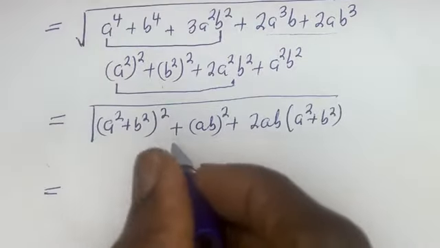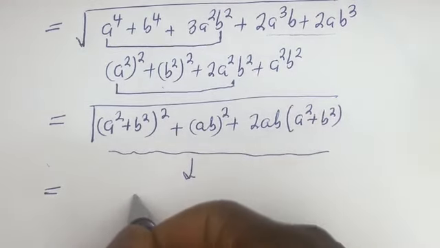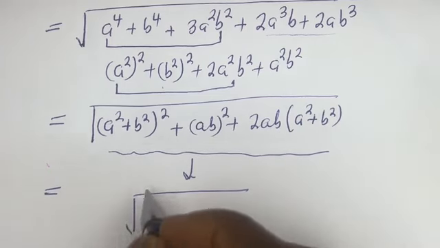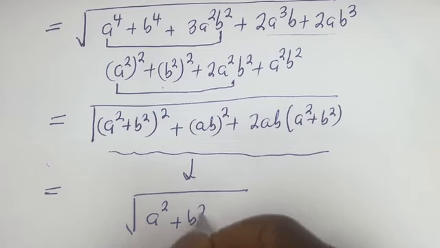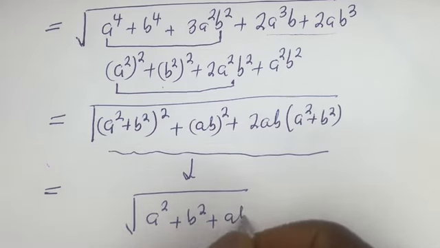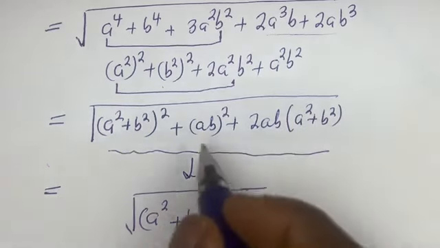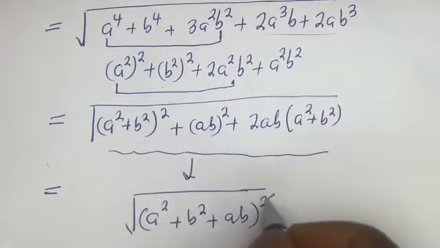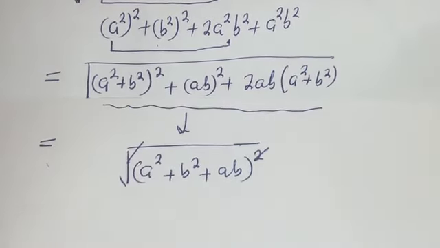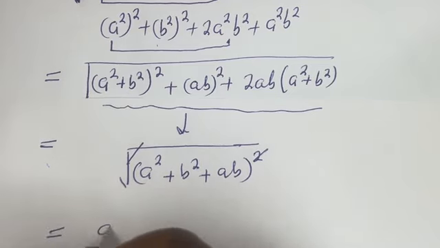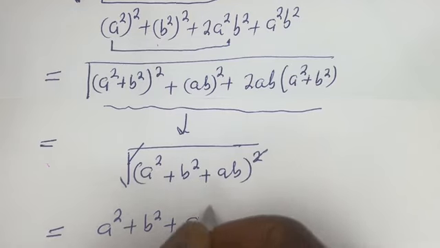Then this is equal to, if you look, the whole of this is equivalent to square root of A square plus B square plus AB all squared. If you expand this, you will get the whole of this back. Then this will cancel this. We have A square plus B square plus AB.